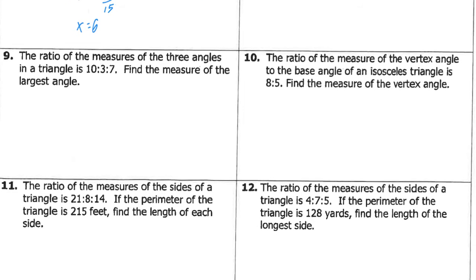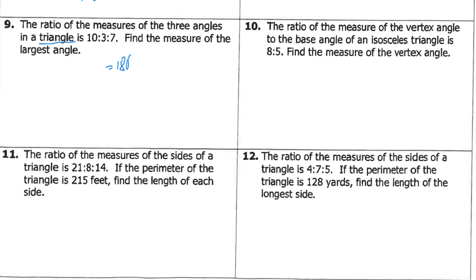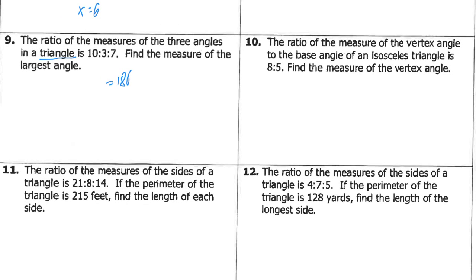Number 9, I'll just remind you the angles in a triangle will add up to 180. So you just take 10x plus 3x plus 7x equals 180. Finish that one just like normal. Number 11. Let's talk about number 10 there.